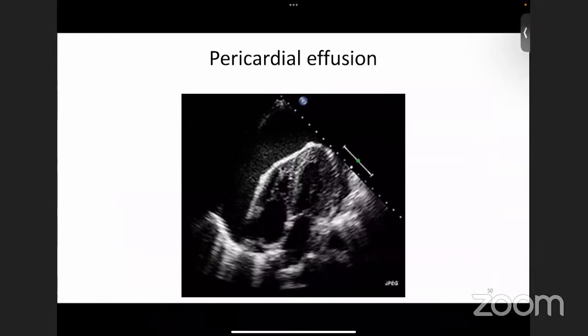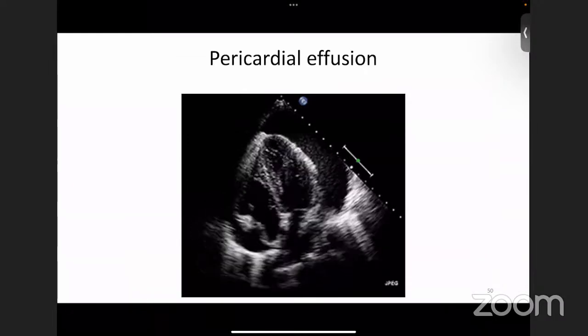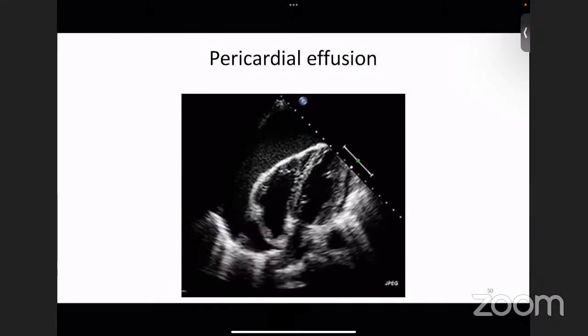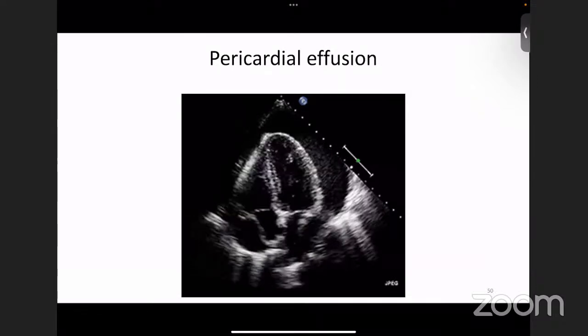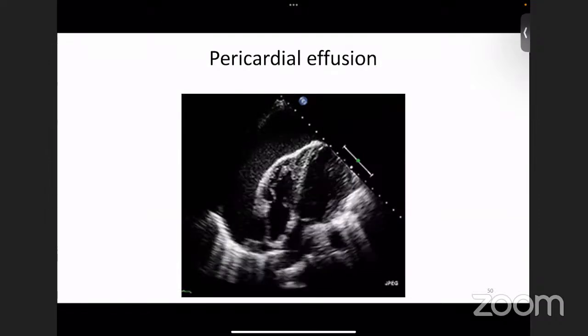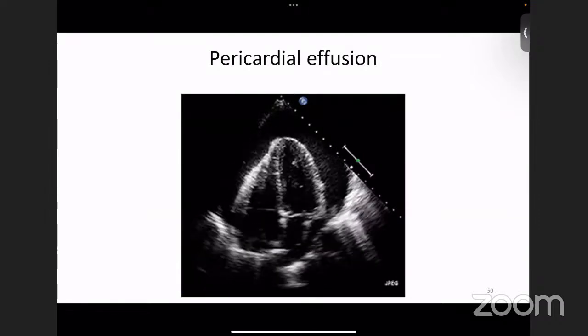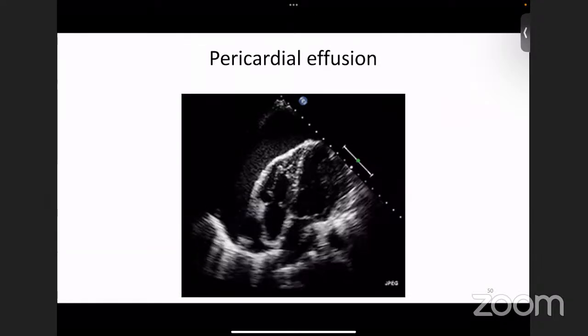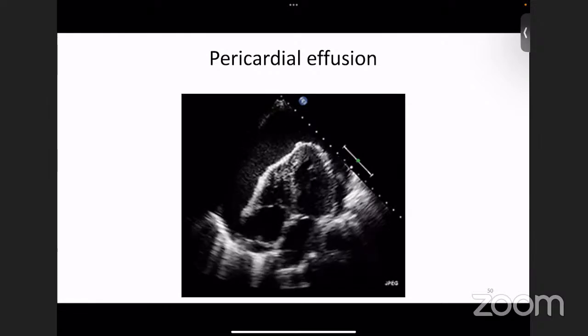Then this is a subcostal view, and what you classically see is a pericardial effusion, the swinging of the heart. A patient with so much pericardial effusion can still be stable. I'll tell why in the next slide. So this is called the swinging of the heart. Dr. Saikath has been doing a lot of echoes, and this was one of the echoes recently.